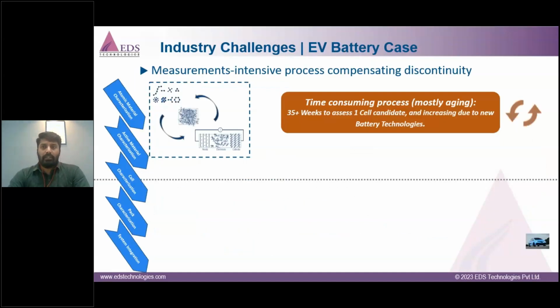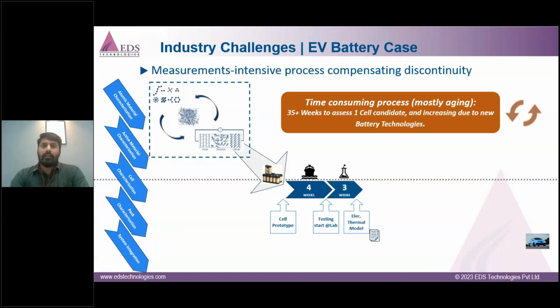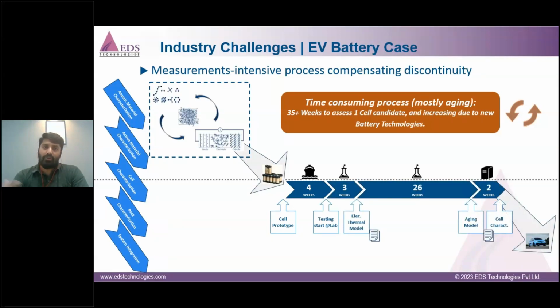Usually the industry follows a traditional process which consumes around 35 weeks in building the prototype of the battery right from the cell level, and to assess the characteristics at the cell level it takes around 35 plus weeks. This is the traditional process followed by each and every industry in the market.